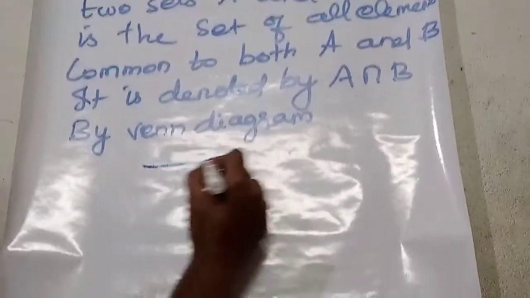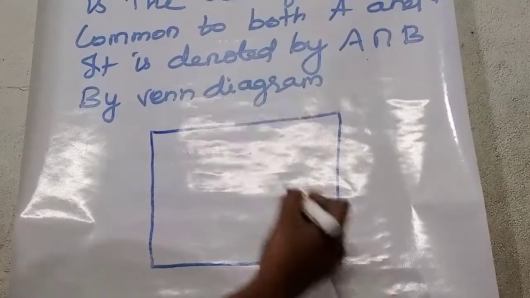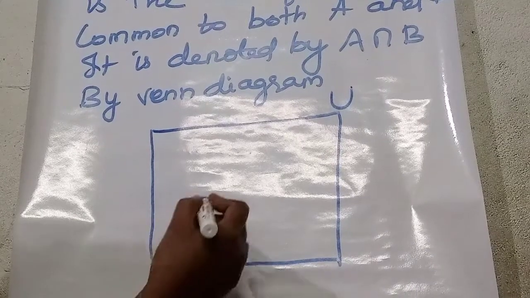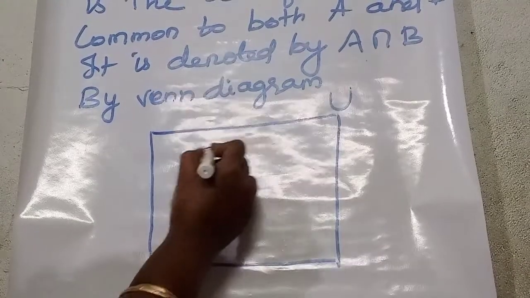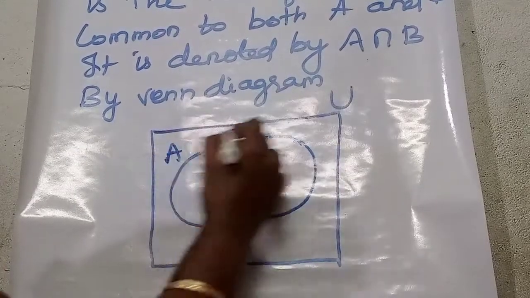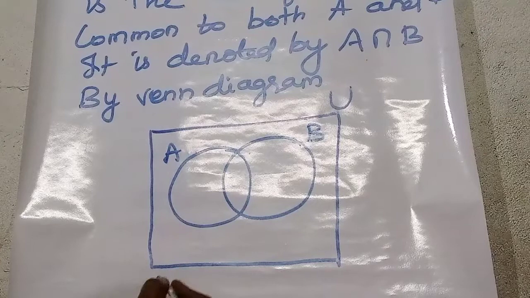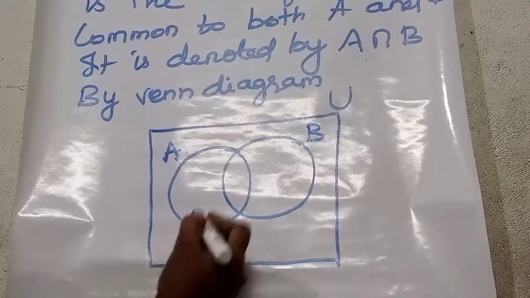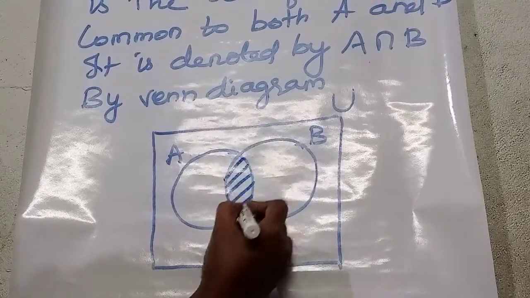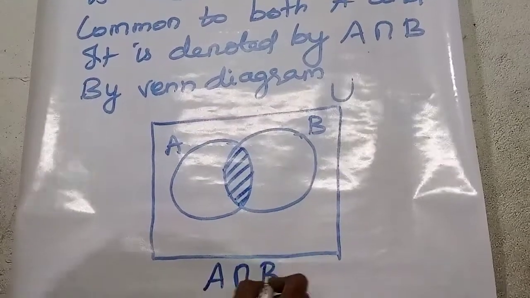By Venn diagram, the biggest set is the universal set. Inside this universal set, let us consider the two sets A and B, two joint sets. To show the intersection, we have to take only the common part of A and B. Which is the common part? Only this center part is the common part. So only the shaded portion is A intersection B. Understood?